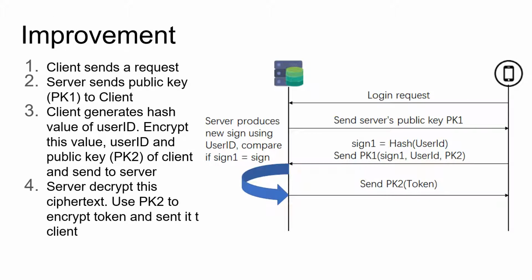For the security risks mentioned above, there is a new login authentication mechanism using an RSA encryption token and user ID. The improvement of token-based authentication is mainly in the login authentication stage. The improved login authentication stage is as follows. The client sends a request to the server without sending its username and password. The server produces a public key and private key using RSA and sends the public key to the client. The client generates a hash value of the user ID as a sign, and then encrypts this sign, the user ID, and the client's public key using the server's public key. The server can decrypt this ciphertext. The server produces a new sign using the same hash function and compares these two signs. If these two signs are identical, the server would produce a token for the target client and encrypt it using the client's public key.